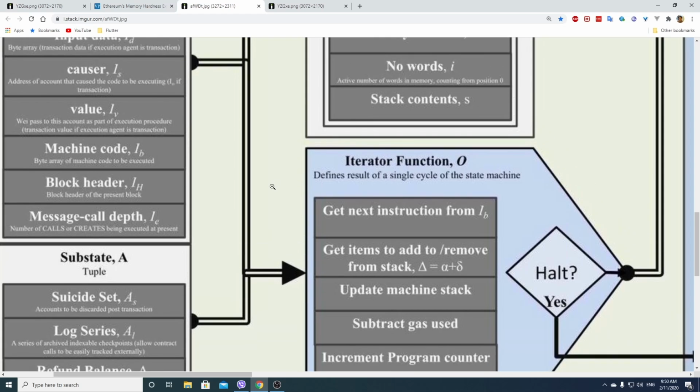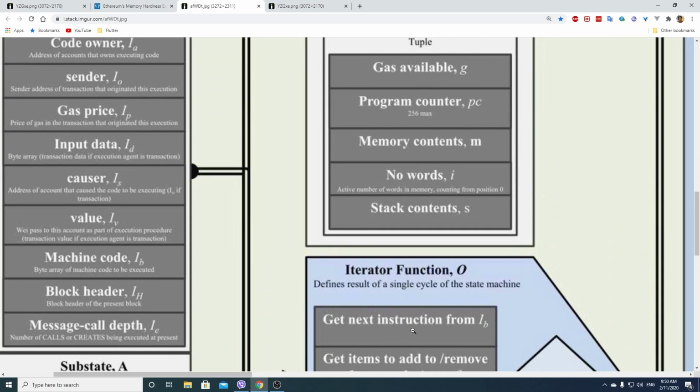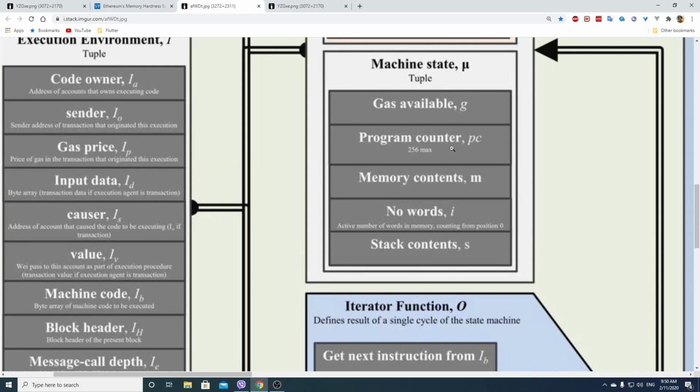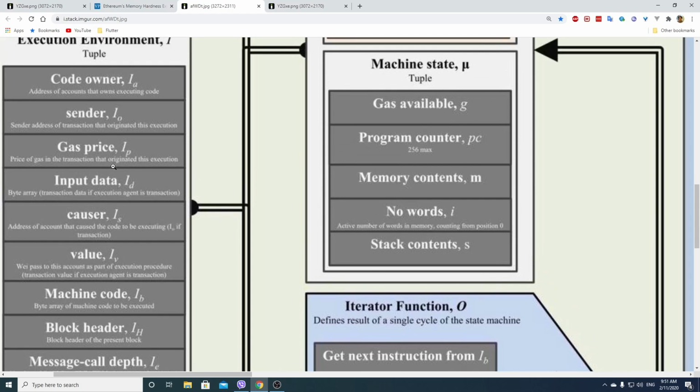All right. So as the virtual machine executes your code, it will keep in its own memory, in its own scratch space, these values. So the gas available starts with the gas that you are willing to spend, right? So that will be computed in the beginning by saying that there's a gas limit, and then it would be decremented every time you run an instruction.